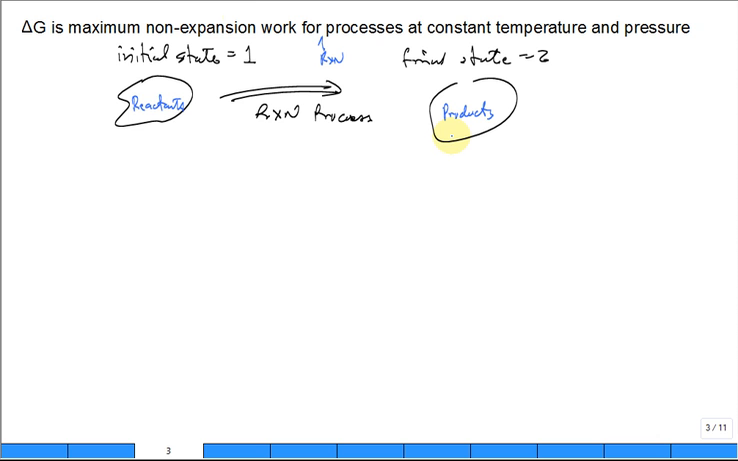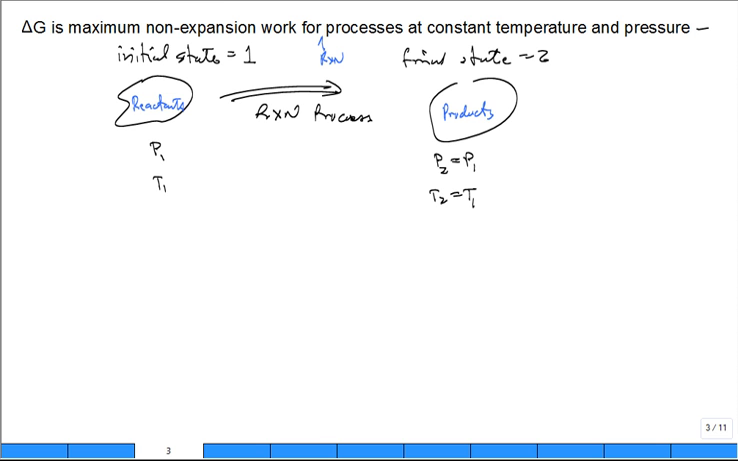All right. Now, it's at constant temperature and pressure. That's part of the definition right here. So if you say, okay, it starts at P1, it'll end at P2 where the final pressure is the same as the initial pressure. And if it starts at T1 and the final temperature is equal to the initial temperature, then T2 is equal to T1. So I'm just emphasizing that it's a constant pressure, constant temperature process.